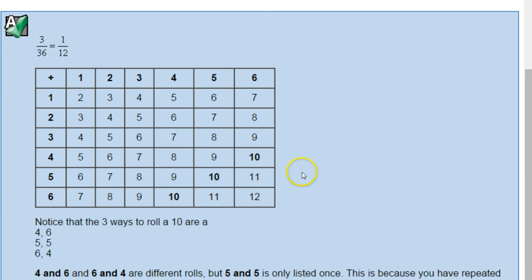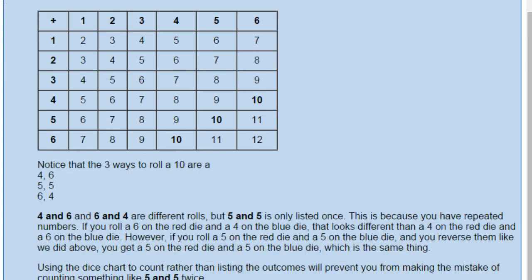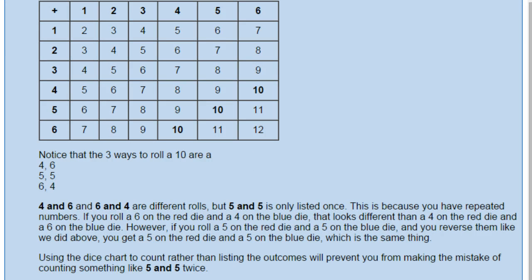And the reason for that is that if you roll 5 on the first dice and you roll 5 on the second dice, it's the exact same thing as rolling 5 on the first dice and 5 on the second dice. Whereas if you do 4 and 6 and 6 and 4, it's a different story. So if you were to list the possibilities, you might list 4, 6, 5, 5, 5, 5, 6, 4. You would erroneously double count your 5, 5. So this is an example where you have to pay attention, and in this case, the dice chart would be helpful.